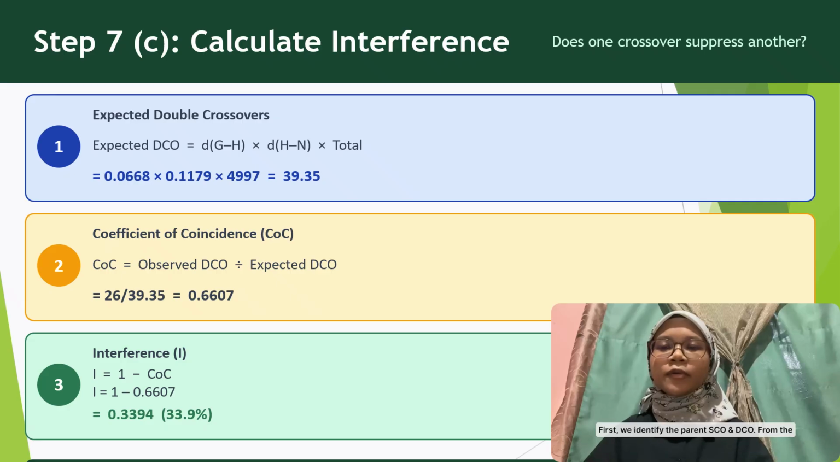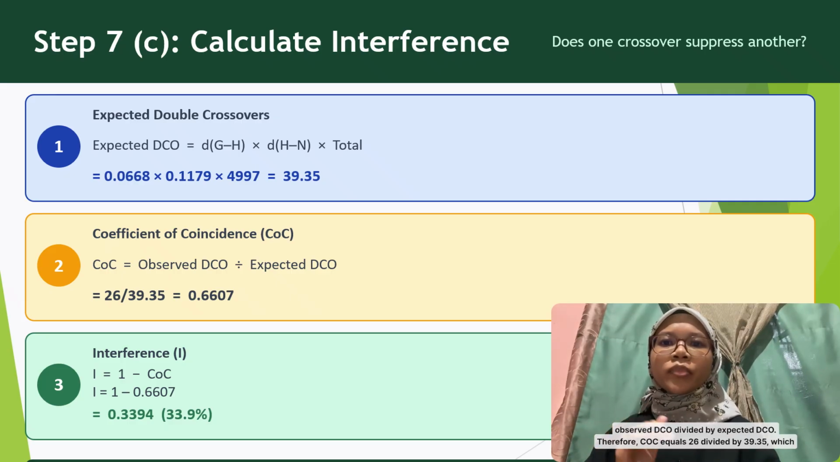First, we identify the parental, single crossover and double crossover classes. From the data, the observed DCO is 15 plus 11, which is equal to 26. The expected DCO, using the recombination frequencies between genes, is 0.1179 multiplied by 0.0668 multiplied by 4,997, giving a value of 39.35.